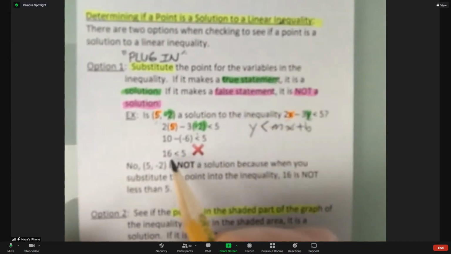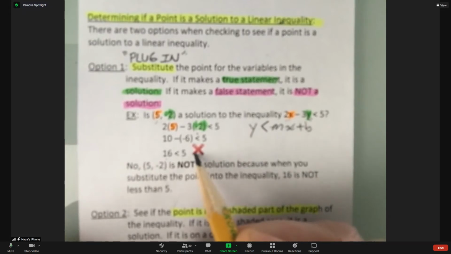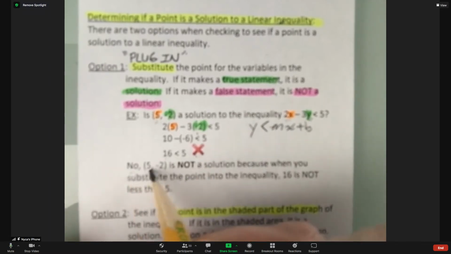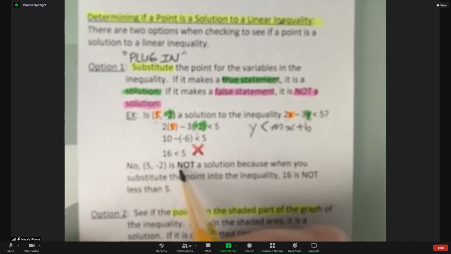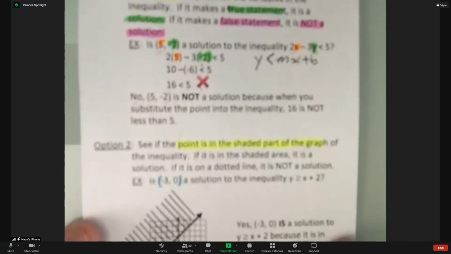Then once you solve it, if you see 16 is less than 5, is that true? No, it's not true. If the statement is proven true, then it's a solution. If it's proven not true, like this case, then no, 5 comma negative 2 is not a solution. You would also notice that when you graph that line, this ordered pair would not be in the shaded area.